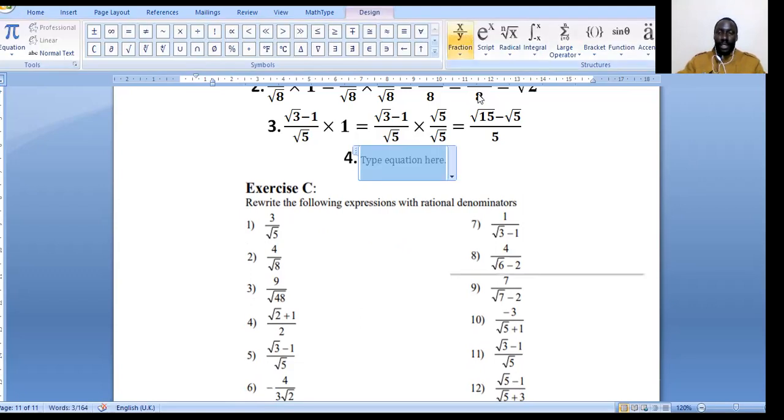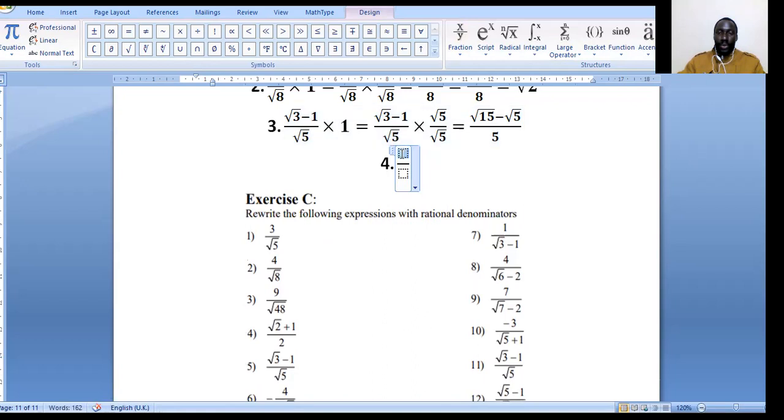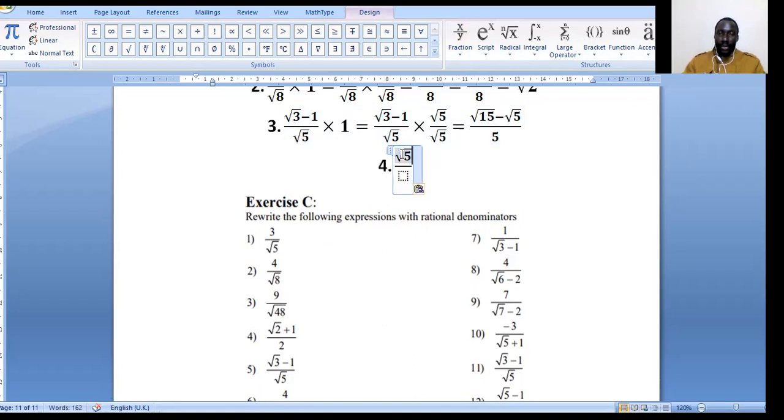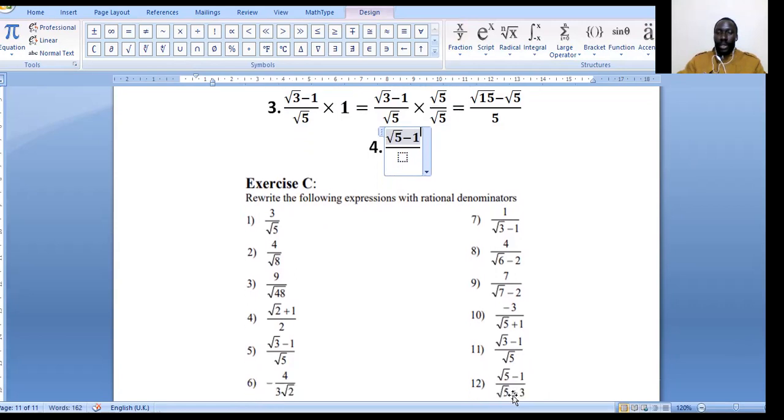Well, we have this expression here, which is square root of 5, square root of 5 minus 1, square root of 5 minus 1. Then we also have square root of 3 plus, rather square root of 5 plus 3. The denominator is square root of 5 plus what? Plus 3. We want to rationalize it. So in the first step, we multiply by 1.